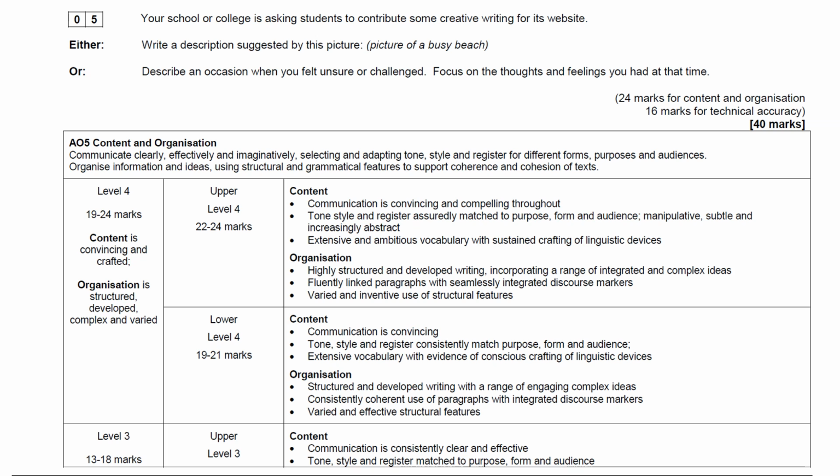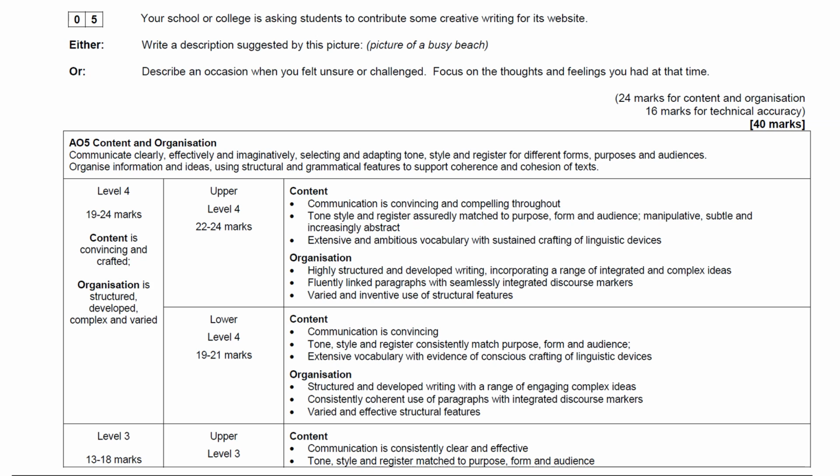Is the communication convincing and compelling throughout? Do I believe the narrative voice? Do I believe the story? Am I invested? Do I want to turn the page because I want to keep reading? Does the tone, style and register match the purpose, form and audience? Do you manipulate? Is it subtle, increasingly abstract? Can you play around with ideas?